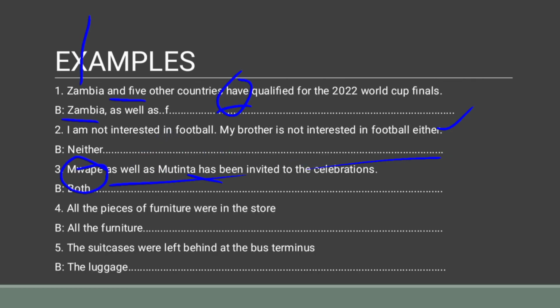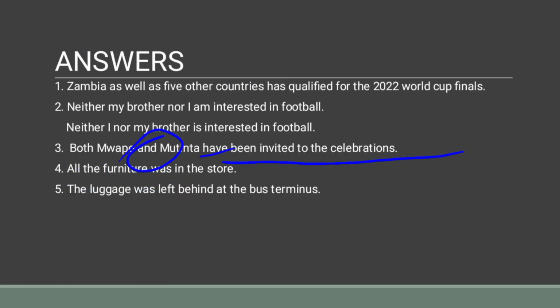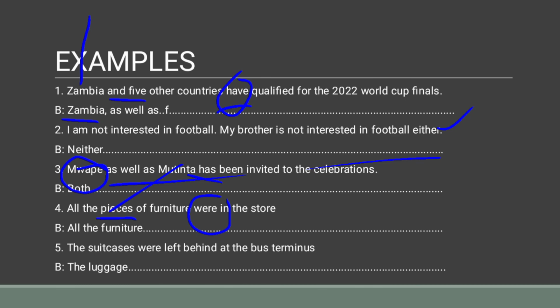Question 4. All the pieces of furniture, look at this, pieces of furniture were in the store. Because pieces is our subject in this case, and it is plural, hence we're supposed to have what? Plural verb, were in the store. Now, what if we say all the furniture? All the furniture, it has become a compound thing, just one thing, furniture. So we say all the furniture was in the store. Because when we talk about furniture, it's just one thing now. It's singular.